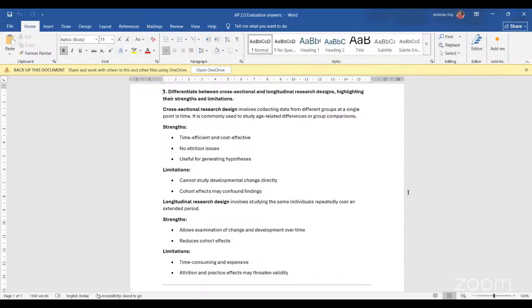Cross-sectional research design strengths are: time efficient, cost efficient, no attrition issues, and it's also useful for generating hypotheses, whereas limitations are that it cannot study developmental change directly, and cohort effects may confound the findings. For longitudinal research design, the strengths include that it allows examination of change and development over time and also reduces cohort effects, whereas the limitations include that it is time consuming and expensive. Also, attrition and practice effects may threaten the validity of the research design.